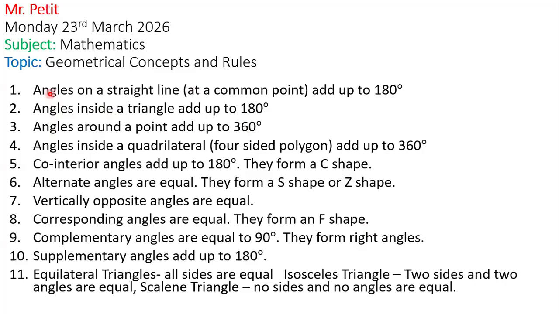Very good. Amari, read 4 through 6. Angles inside a quadrilateral, four-sided polygon, add up to 360. Co-interior angles add up to 180. They form a C shape. Alternate angles are equal. They form an F shape or Z shape. Very good. Keyshawn, read 7 through 9.